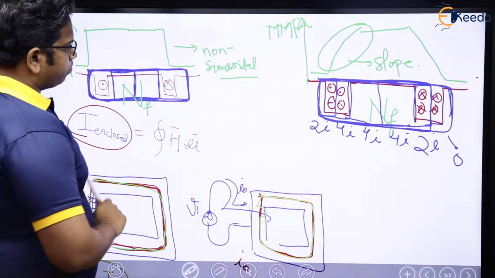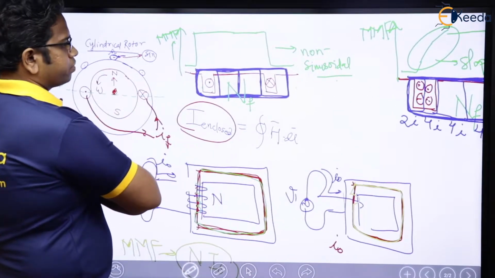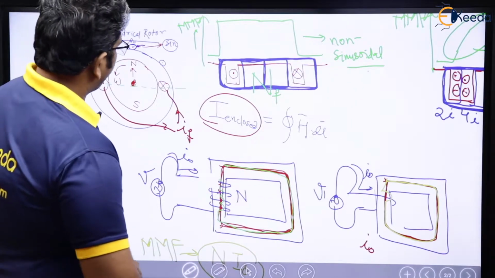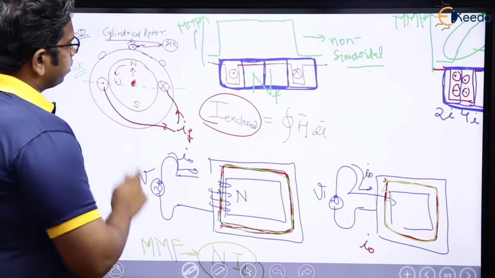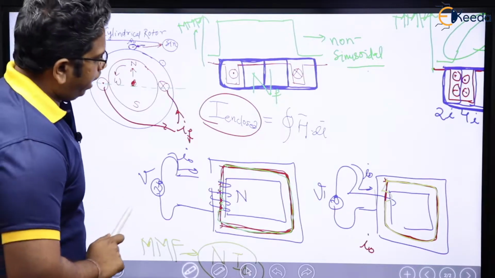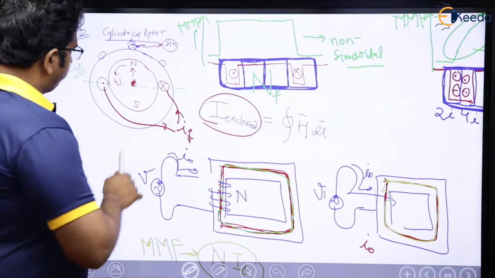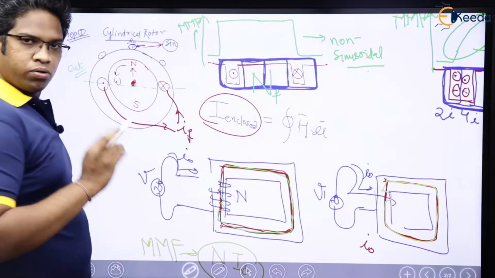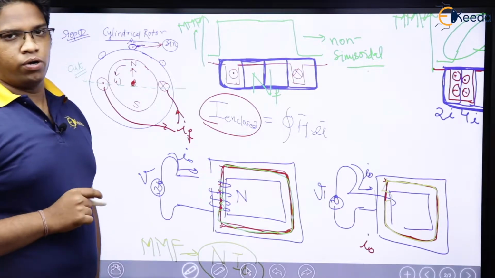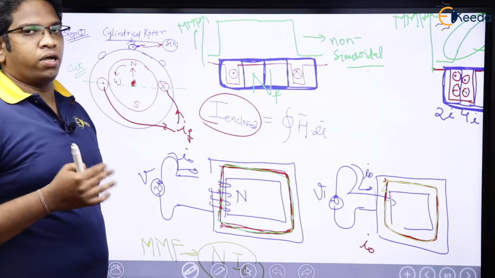Anyways, what I am saying is, let me consider this one. Now we have taken only 2 slots, right? And we have taken 2 slots for 2 poles. See now, here 1 pole, 2 poles. We have 2 slots, which means we have taken 1 slot per pole. Now, let us take 3 slots per pole and then see what is going to happen.